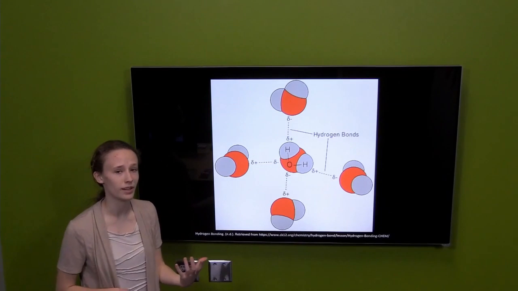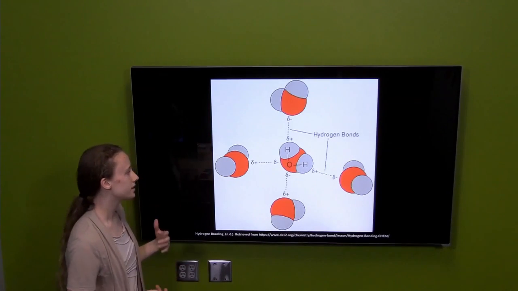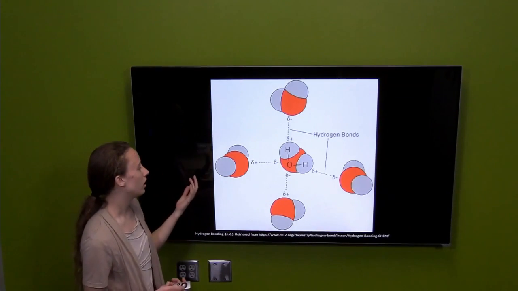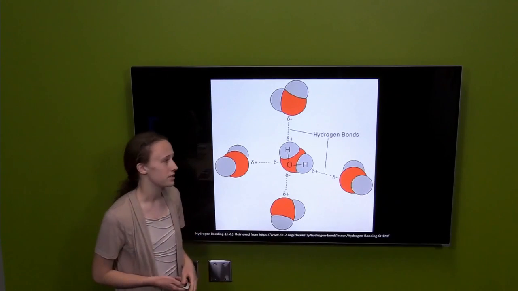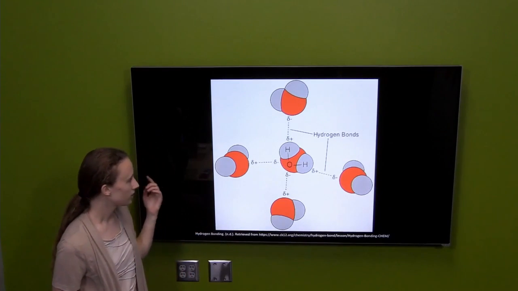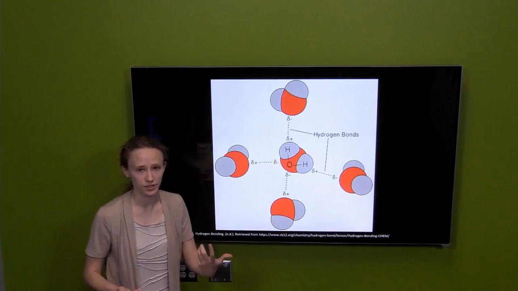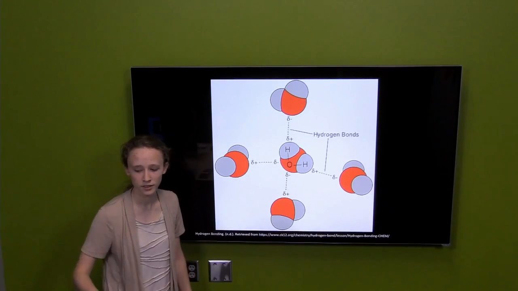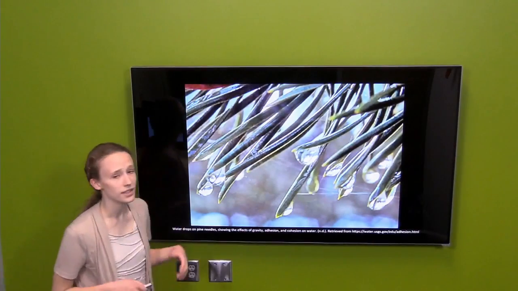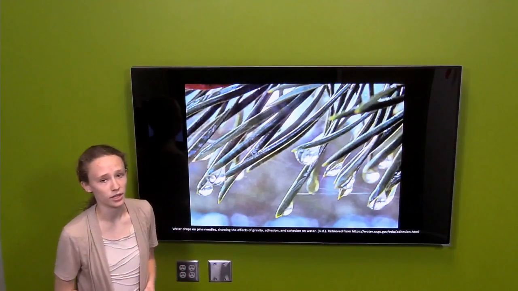This results in a phenomenon called hydrogen bonding. This is a strong bond between all of the individual molecules that make up liquid water. Hydrogen bonds are very strong, and they occur because opposite charges attract one another. This results in several interesting properties of water.